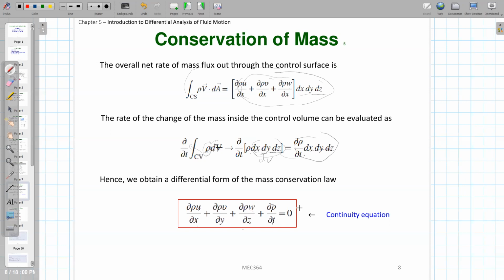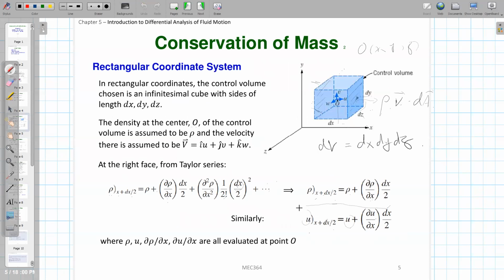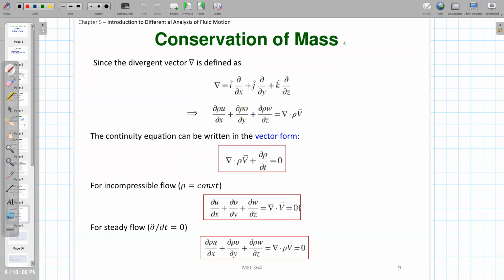How do we derive this? You can see that we still derive this from a control volume, but now this control volume is a very small one. If we do this mass conservation on this small differential control volume, we can derive this differential form of the mass conservation equation. No question? Okay, if no question, let's continue.